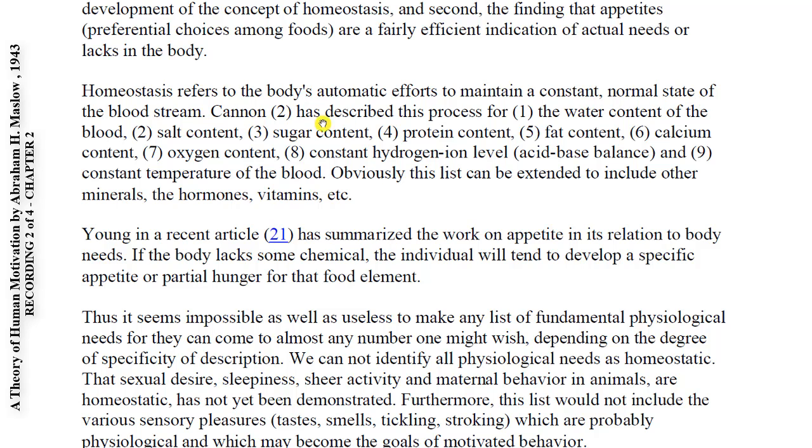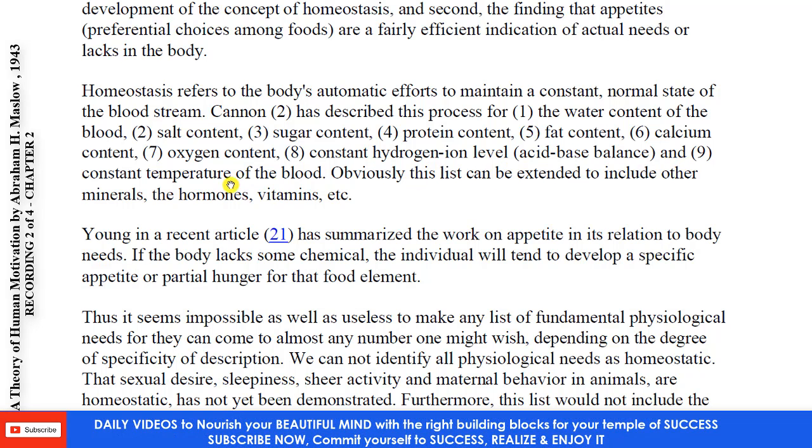Cannon has described this process for the water content of the blood, salt content, sugar content, protein content, fat content, calcium content, oxygen content, constant hydrogen ion level, acid-base balance, and constant temperature of the blood. Obviously, this list can be extended to include other minerals, the hormones, vitamins, etc.